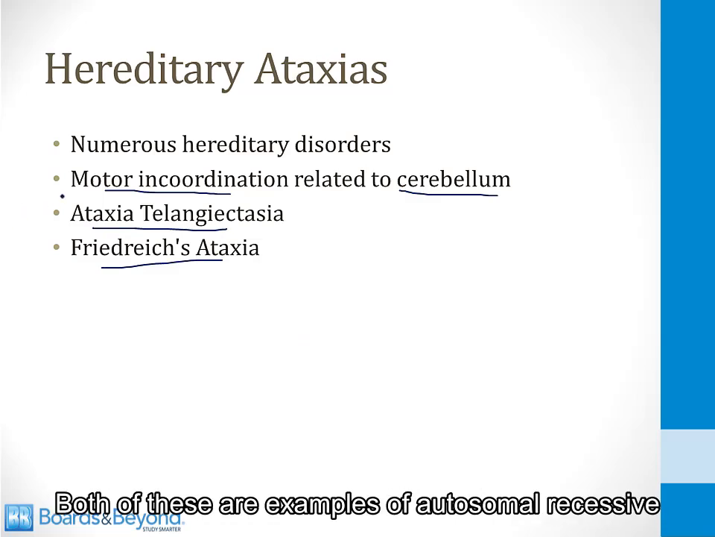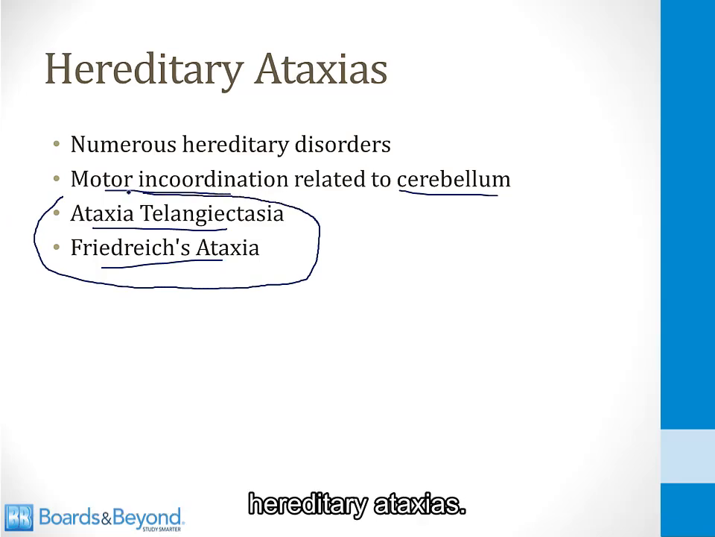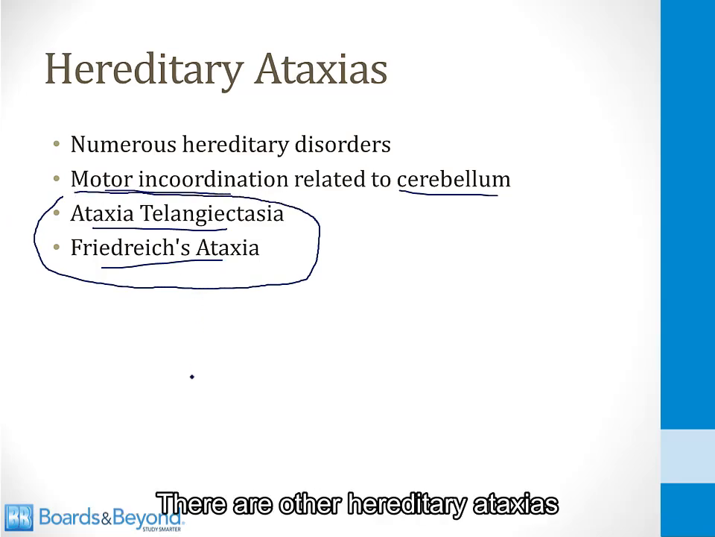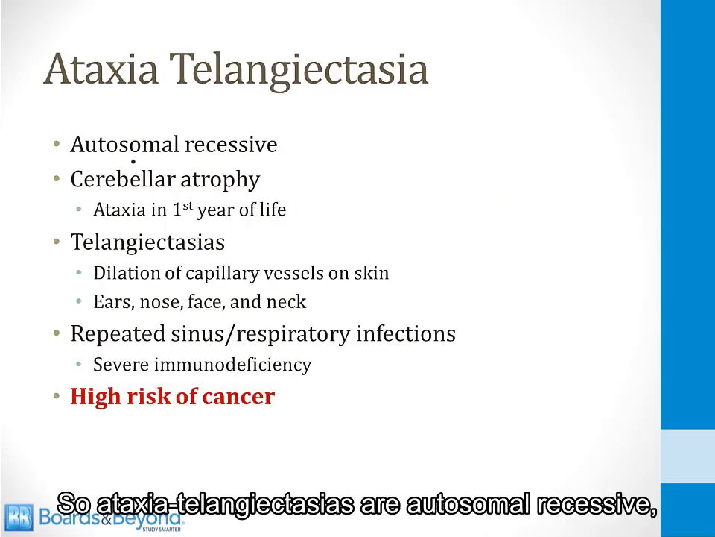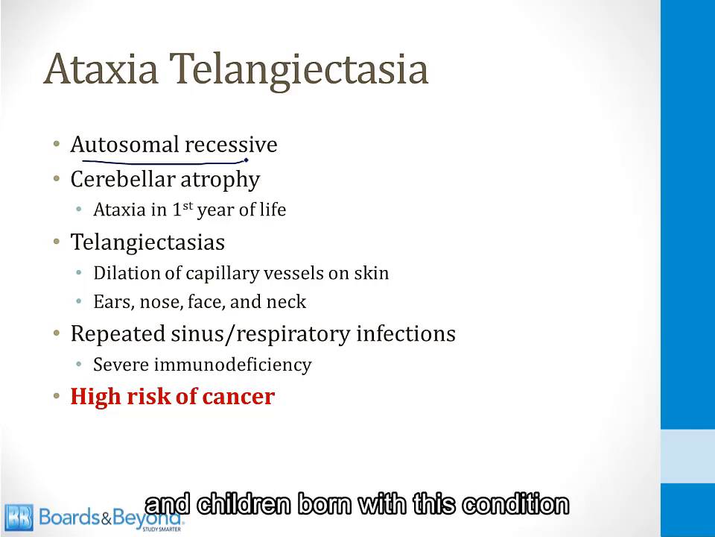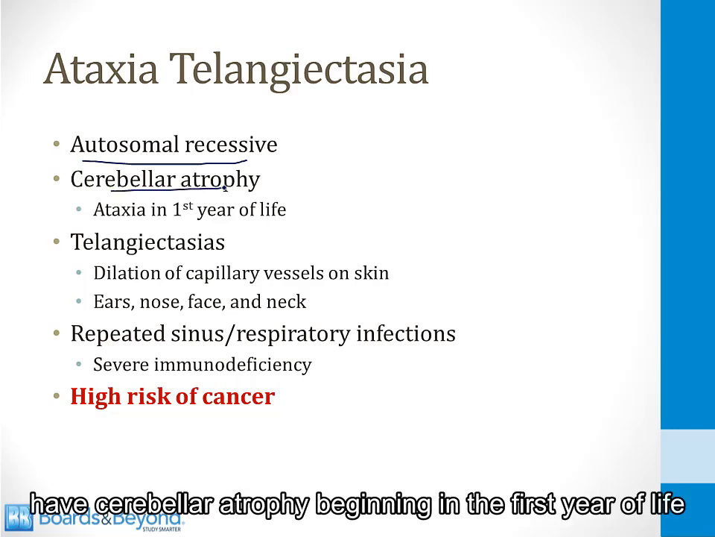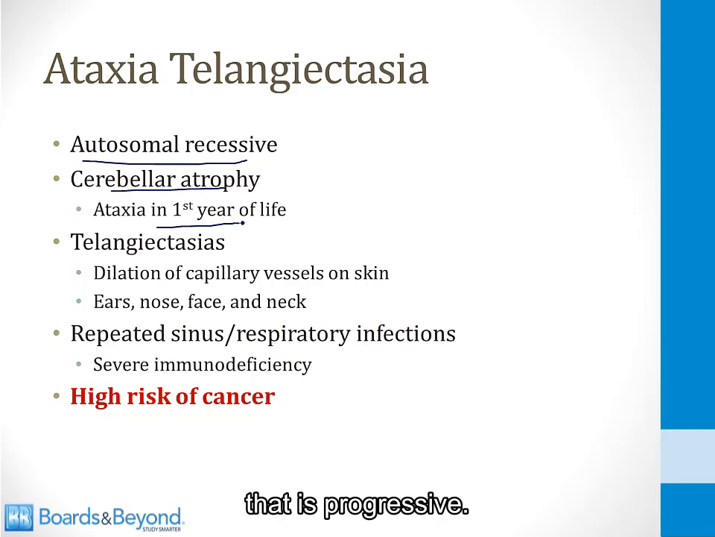Both of these are examples of autosomal recessive hereditary ataxias. There are other hereditary ataxias that are autosomal dominant and X-linked. So ataxia telangiectasia is autosomal recessive, and children born with this condition have cerebellar atrophy beginning in the first year of life that is progressive.